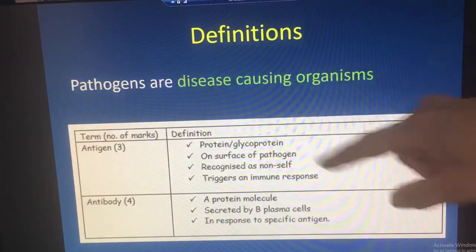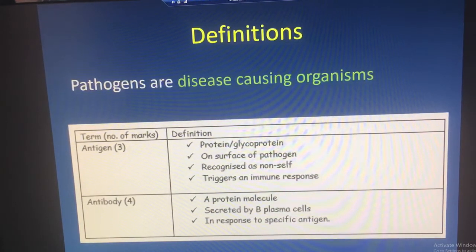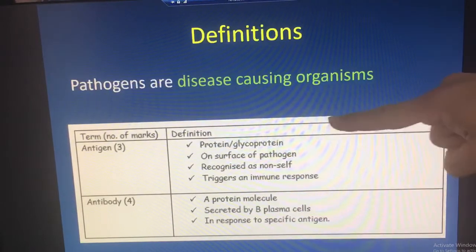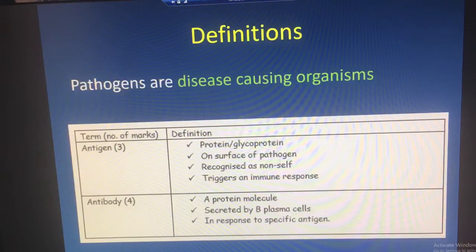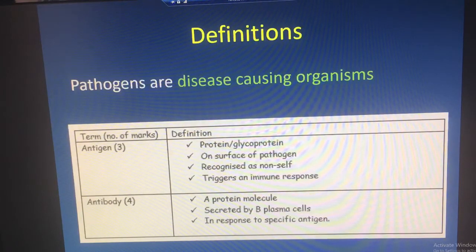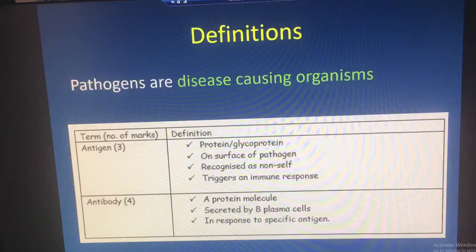So it's the different shaped proteins or glycoproteins, the different shaped antigens on the surface of a pathogen that actually triggers the immune response. It is not the pathogen necessarily itself, it is the antigen on the surface of the pathogen. And we'll come to look at this in lessons later on in the week, but antibodies are protein molecules that are made by very special types of white blood cells called B plasma cells, and they are produced in response to a specific antigen.